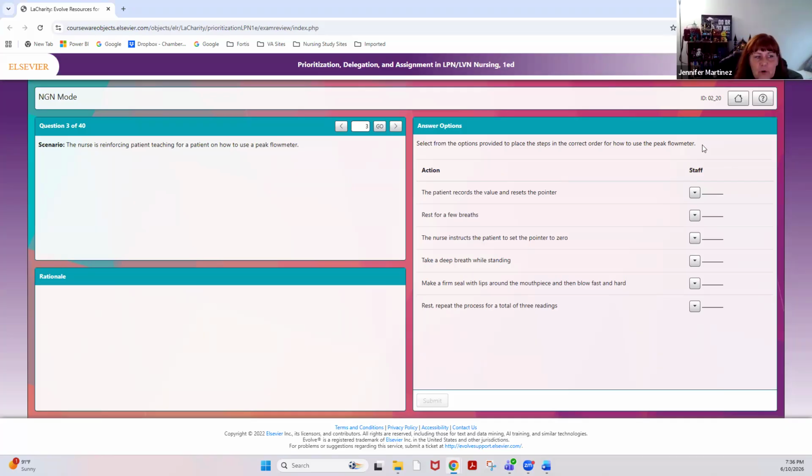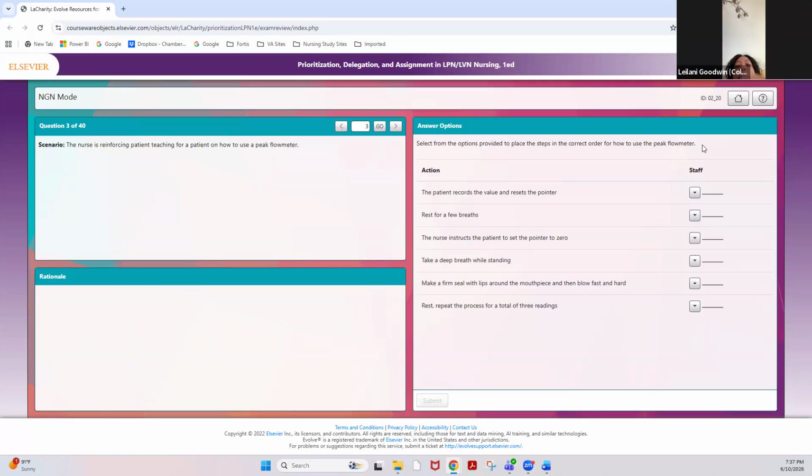We have: the patient records the value and resets the pointer, rest for a few breaths. The nurse instructs the patient to set the pointer to 0, take a deep breath while standing, make a firm seal with the lips around the mouthpiece, and then blow fast and hard. And then rest, repeat the process for a total of 3 readings. Okay. So what is the first step in using a peak flow meter?